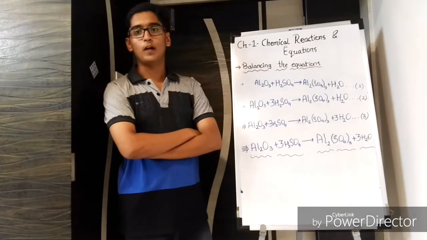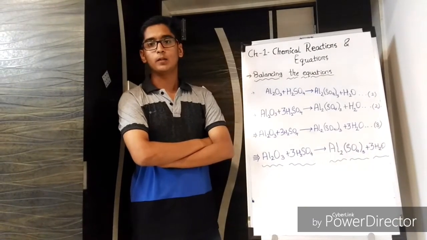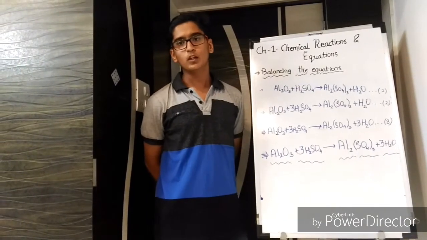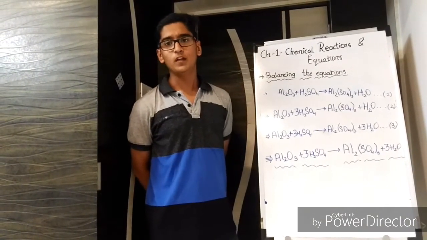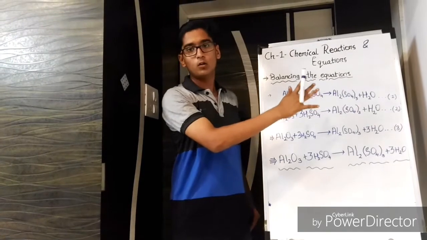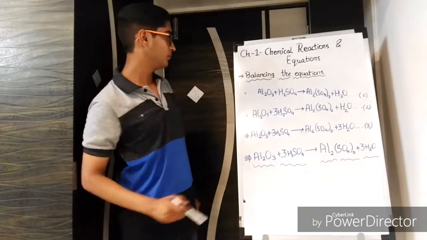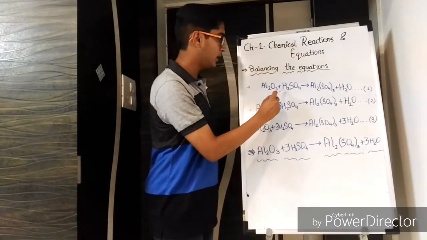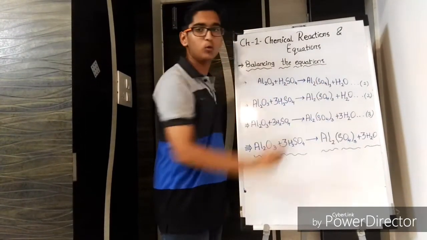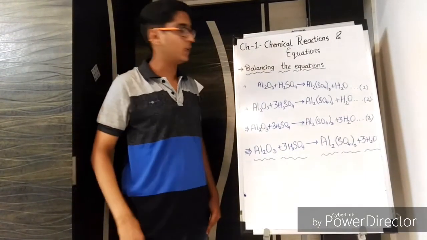An equation in which the number of atoms of different elements in the reactants is the same as the number of atoms on the product side is known as a balanced equation. I repeat, an equation in which the number of atoms of different elements on the reactant side is the same as on the product side is called a balanced equation. So let me give you an example. Al2O3 plus H2SO4 gives Al2(SO4)3 plus H2O. This is a similar example we used last time. So the above equation is an unbalanced one.